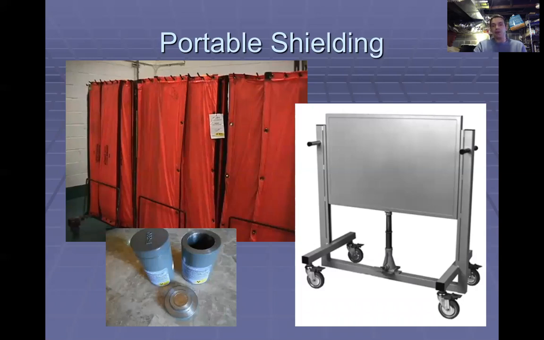We use lots of portable shielding for really anytime you have a radioactive source. Radiation producing machinery is a little simpler because you can turn it off. When you have radioactive materials, you need a place to store them until they're being used. And that can be temporary shielding, that can be shielded closets, locked shielded cabinets.